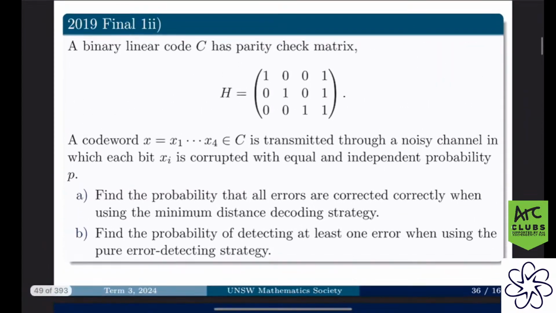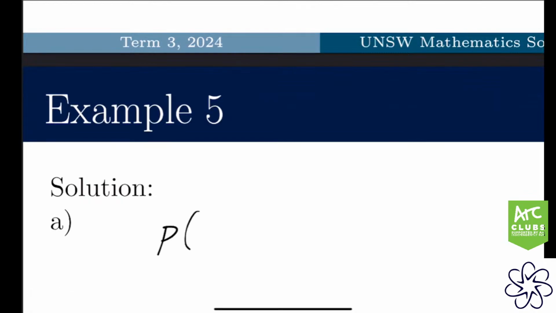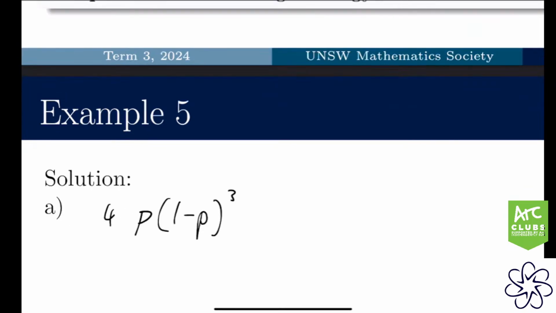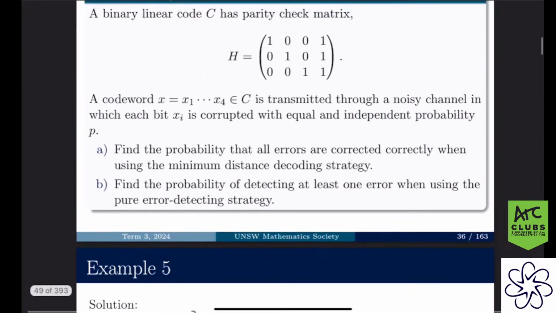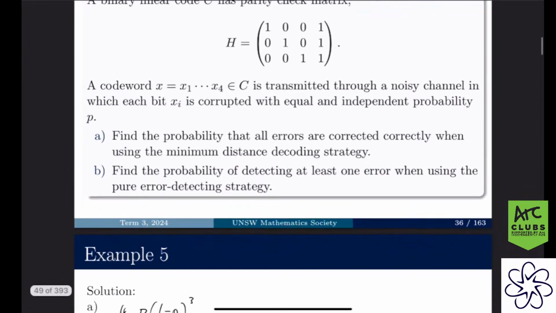So there are 4 places where we can have an error, and also there will be a probability we don't have an error, right? And then we have to do this 4 times. So this is going to be our answer for 4. Also note that the smallest set of columns that are linearly dependent is 4, right? So this is going to be the amount of errors that we can correct.